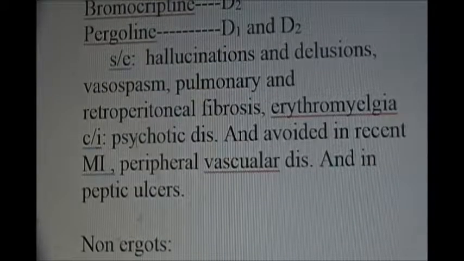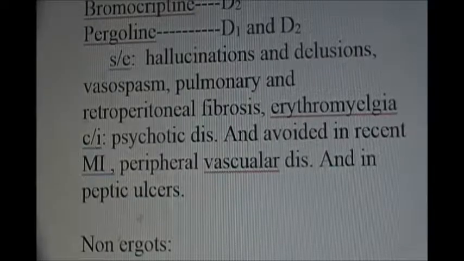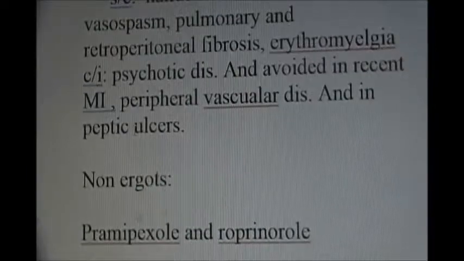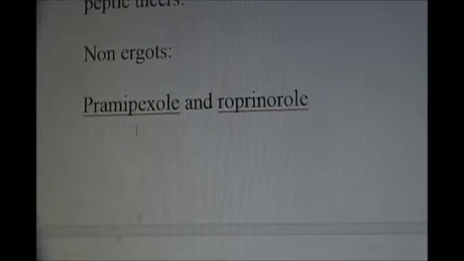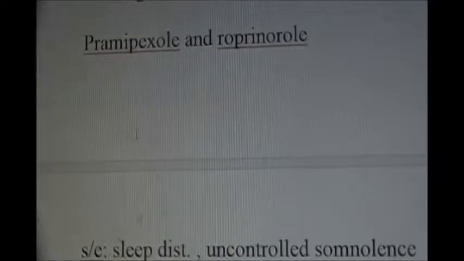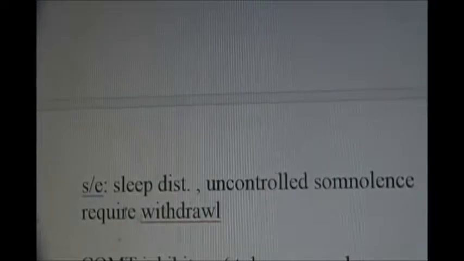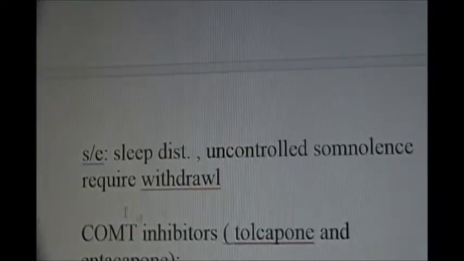But the side effects of these drugs, because they are ergot derivatives, are hallucination and delusion, vasospasm, pulmonary and retroperitoneal fibrosis, erythromelalgia. The contraindications to the ergot derivatives, bromocriptine and pergolide, are psychotic disorders. They are also avoided in people who had a recent myocardial infarction and have peripheral vascular disease and peptic ulcer disease. The other drugs, the non-ergot drugs, are pramipexole and ropinirole. Their side effects are sleep disturbances, and uncontrolled somnolence requires their withdrawal.